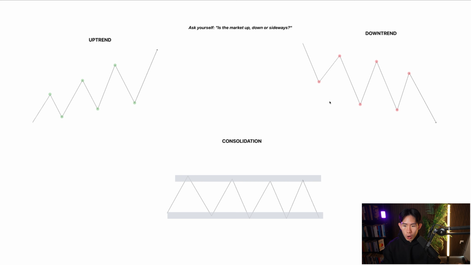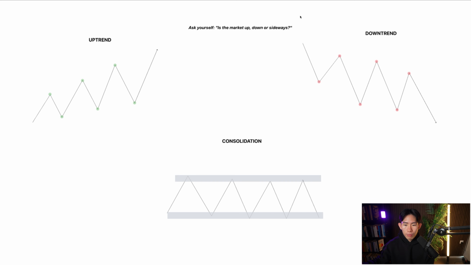So what is market structure? Market structure is the way price forms highs and lows over time. Basically, what it does is that it helps us understand the direction, the momentum, who's in control of price, and whether the market is continuing or shifting, right? Whether it's actually going up or reversing.